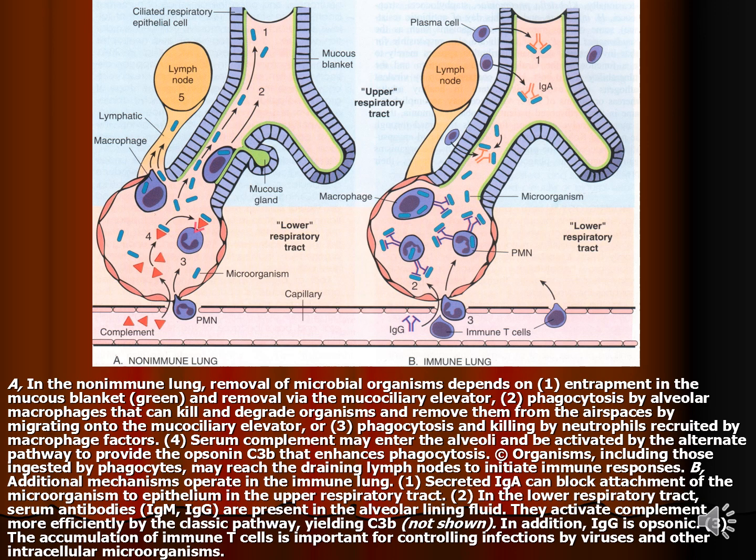And the third, the accumulation of immune T cells is important for controlling infections by viruses and other intracellular microorganisms. So you see here how the defense mechanism operates in the lower respiratory tract with the involvement of immune cells and immunoglobulins, etc.